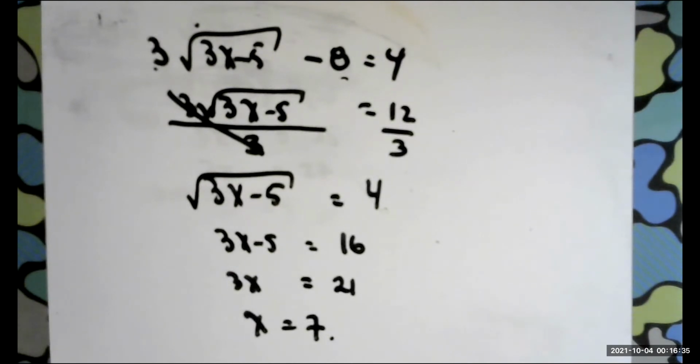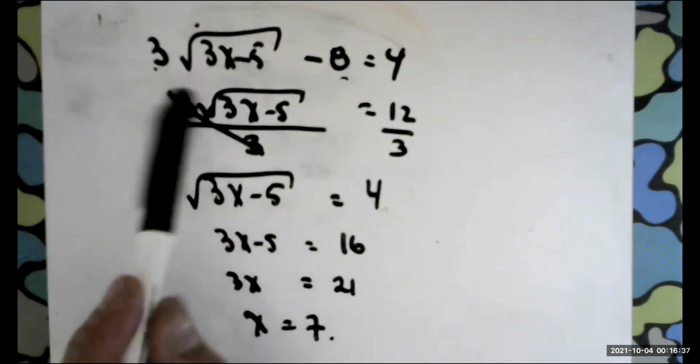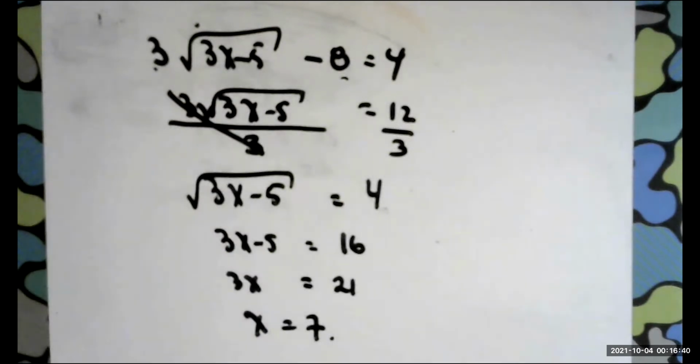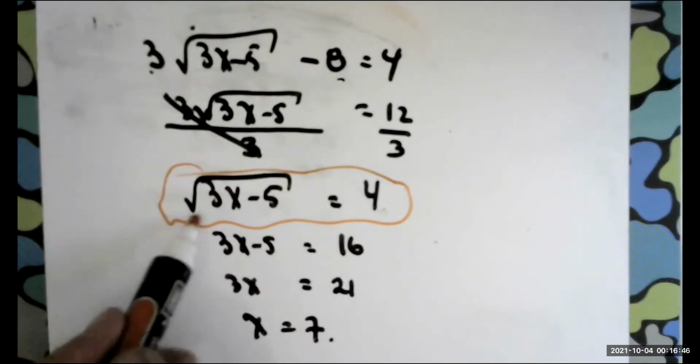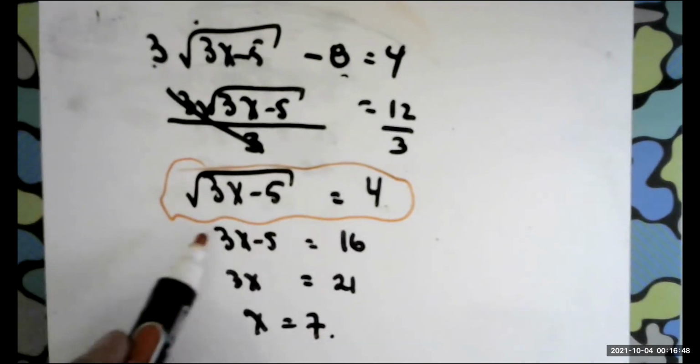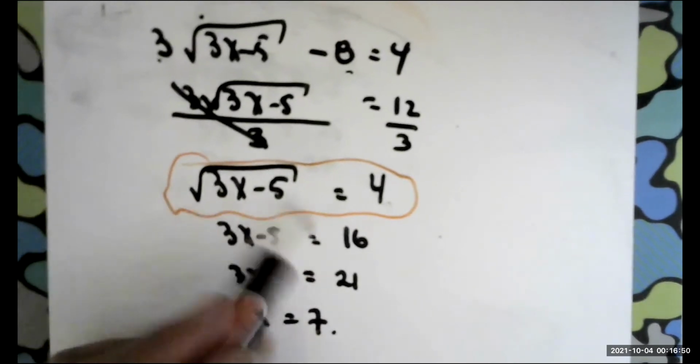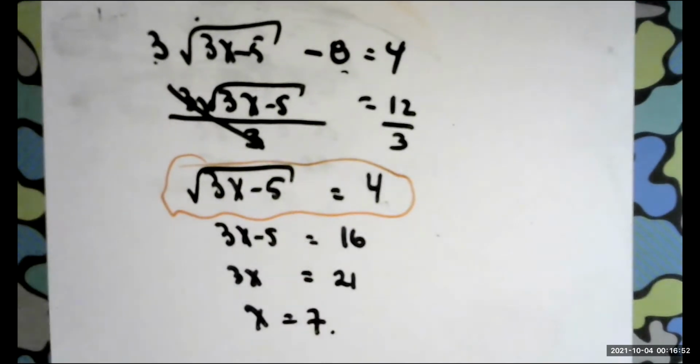Okay, notice that once again, after we isolate the radical, this is what we want to get. And this is what I like to call the classic example. So the radical by itself equals a positive number. So we may square, and then we solve the problem. Always remember the following, folks.